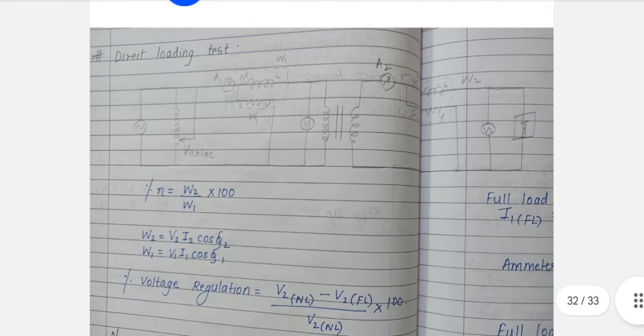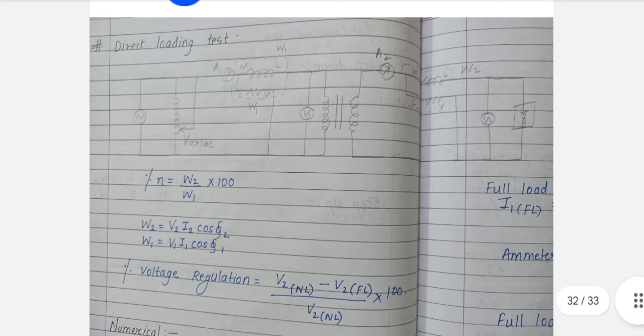And the last topic we have is the direct loading test. So what is the direct loading test? It is a method used to evaluate the performance and efficiency of a transformer by applying a load directly to its terminals. You can see the diagram: the load is attached directly to its terminals. This test helps determine the transformer's voltage regulation, losses and overall stability under specific load conditions.